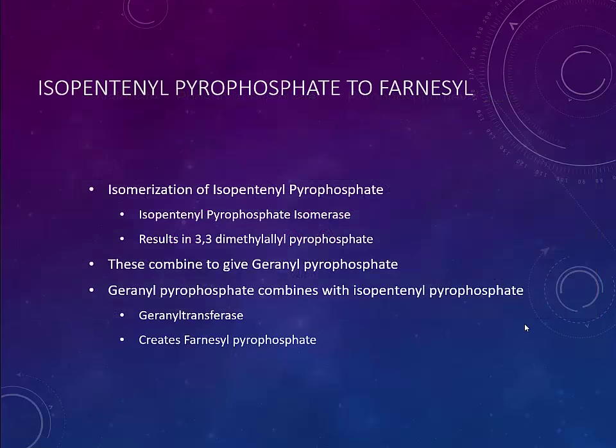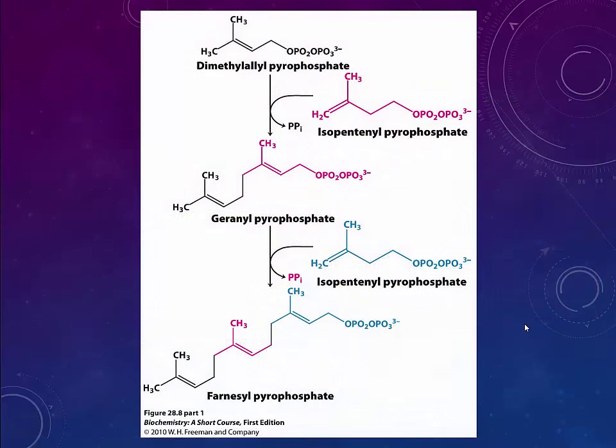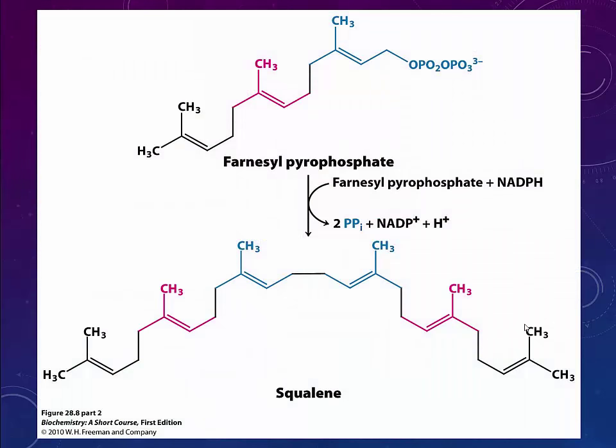This is our key building block. Now I'm going to jump ahead. Don't panic, we're going to jump ahead a little bit here. So you have isopentenyl pyrophosphate. Just set that aside for a moment, because we're going to work backwards.